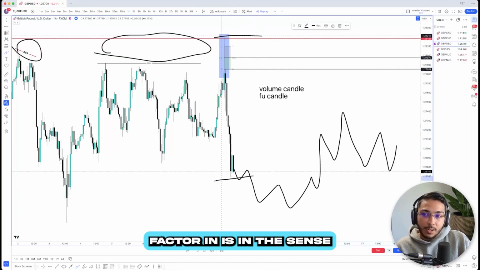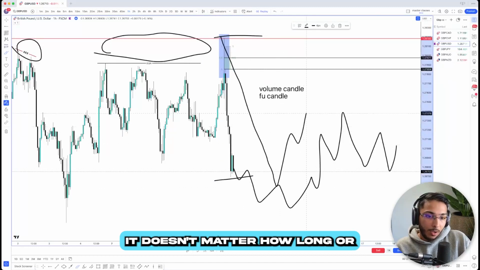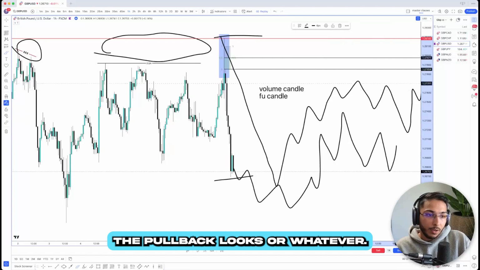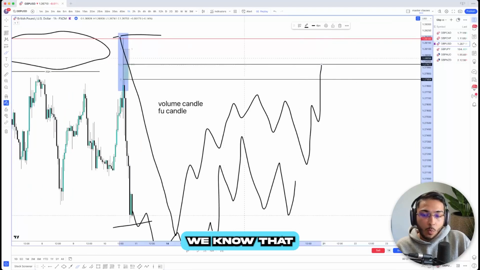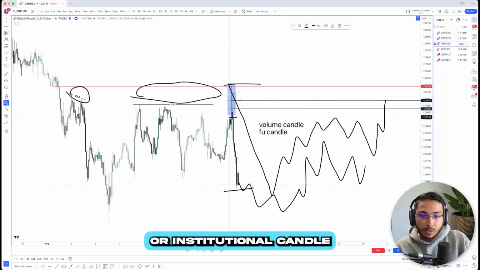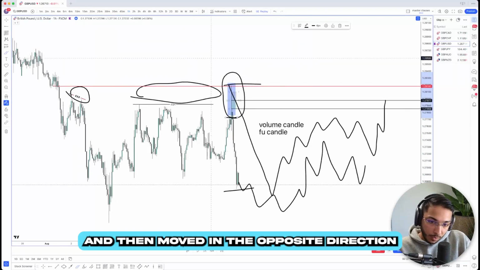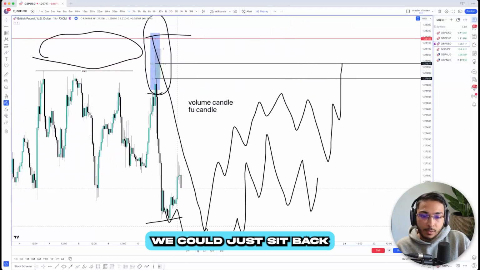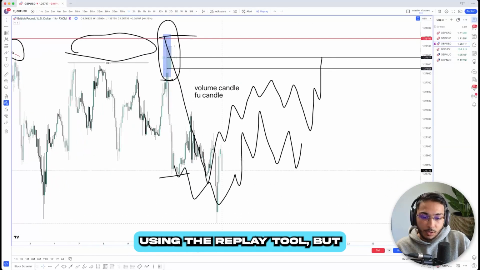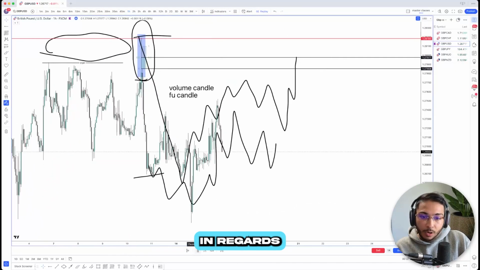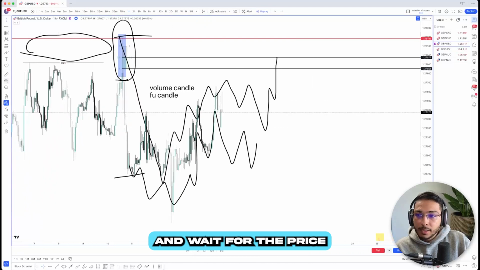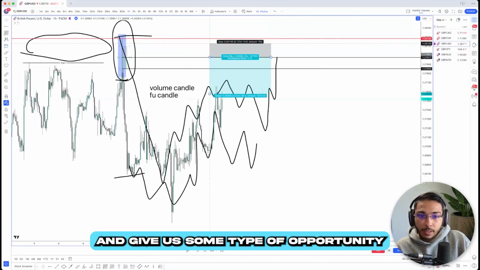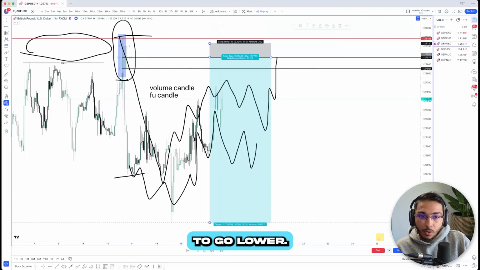So what we have to factor in is, in the sense of our structure, our structure is to the downside. It doesn't matter how long or how complex the pullback looks. If price can come up to this range, we know that this is an order block or an institutional candle that was driven up, grabbed liquidity, and then moved in the opposite direction very fast. So we could just sit back, and obviously this is just using the replay tool, and wait for price to come up to this level and give us some type of opportunity to go lower.